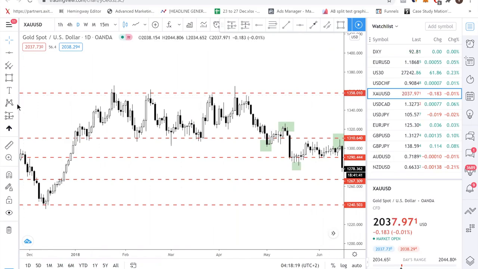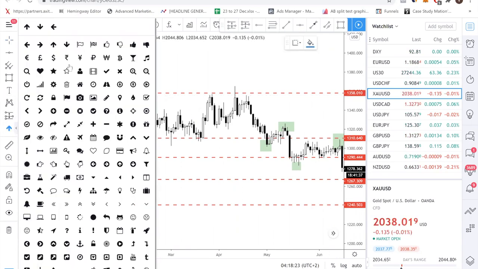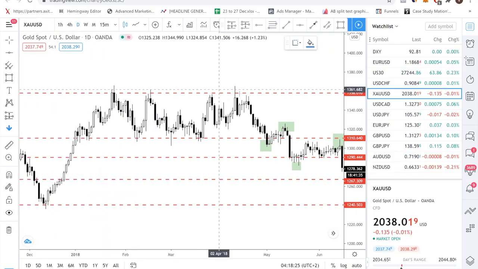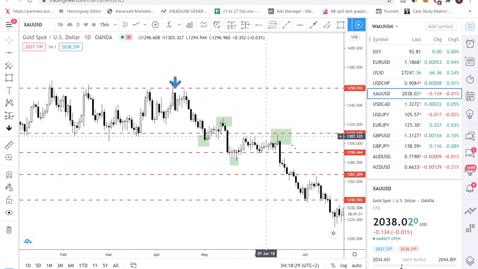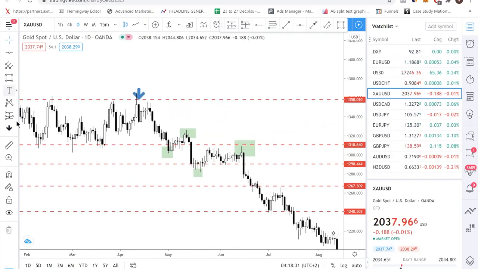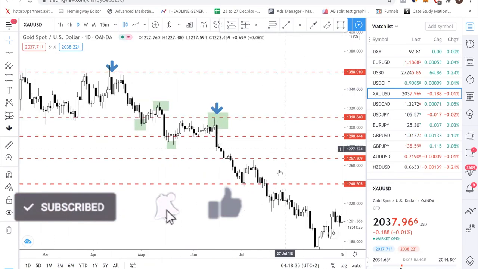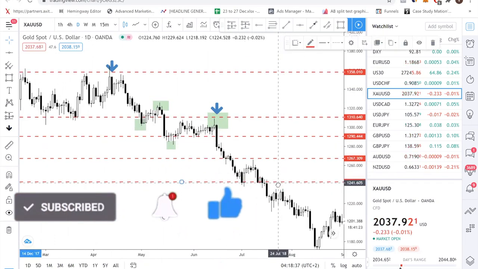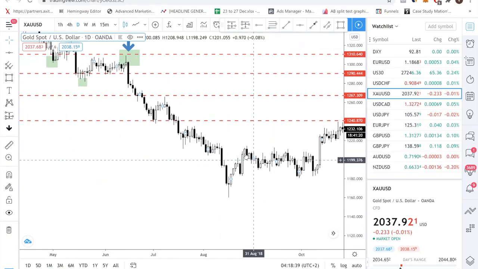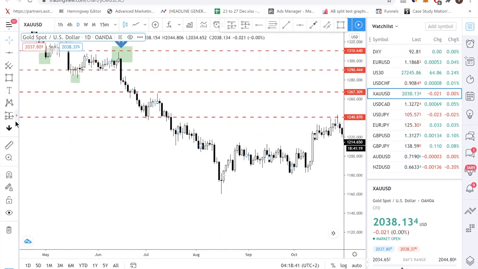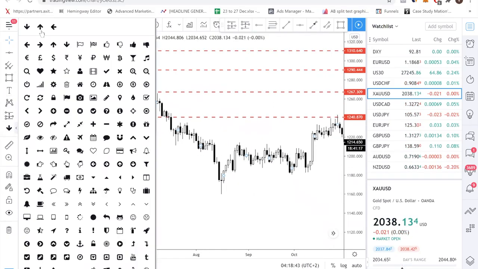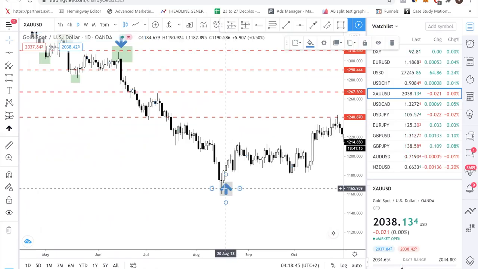Over here, this is an engulfing pattern. Let me just see if I can point it out for you. This is an engulfing pattern, and then you have another engulfing pattern over here. Let's see if you can find another bullish one. So a bullish one would be this case. Basically it's very simple.